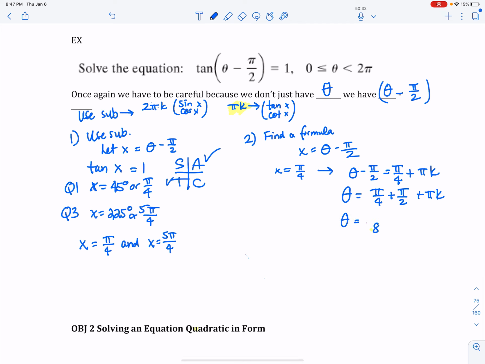So I have to find a common denominator. So pi over 4 equals 2 pi over 8. And pi over 2 equals 4 pi over 8. And then we have plus pi k. So theta equals 6 pi over 8 plus pi k. And by the way, I had to find a common denominator because I couldn't add pi over 4 plus pi over 2.